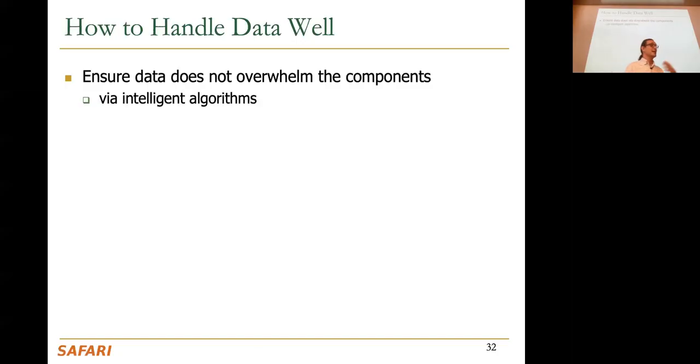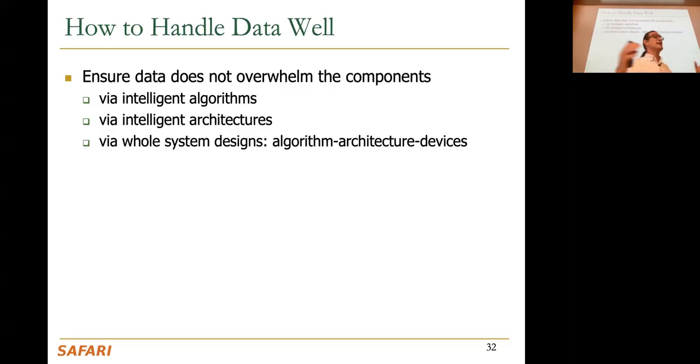But what does this mean? We need to design intelligent algorithms. We need to really think across the stack for this. Intelligent architectures, not what we have seen, I believe. And more importantly, whole system designs that match the algorithm, architecture and the devices so that you can really specialize things. Because as I showed you in the earlier picture, if you have a special purpose technology that generates data, you cannot keep up with it with general purpose technology. That's what we've been uncovering, at least in our research in genome analysis, for example.